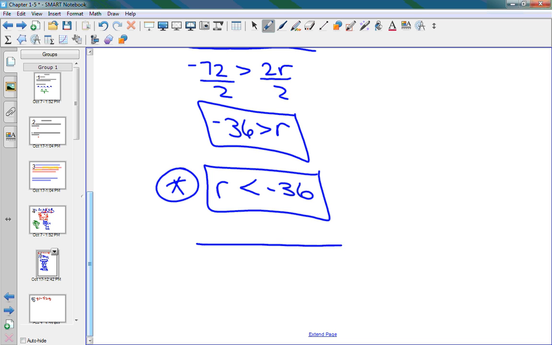Okay, now how do I graph that? Well, I'm going to put -36 on the number line. Can it be -36? No. Why can it not be -36? Because it's not an equal to sign there. Okay? And I want R is less than -36. So if R is less than -36, I'm going to shade to the left. Shade to the left.